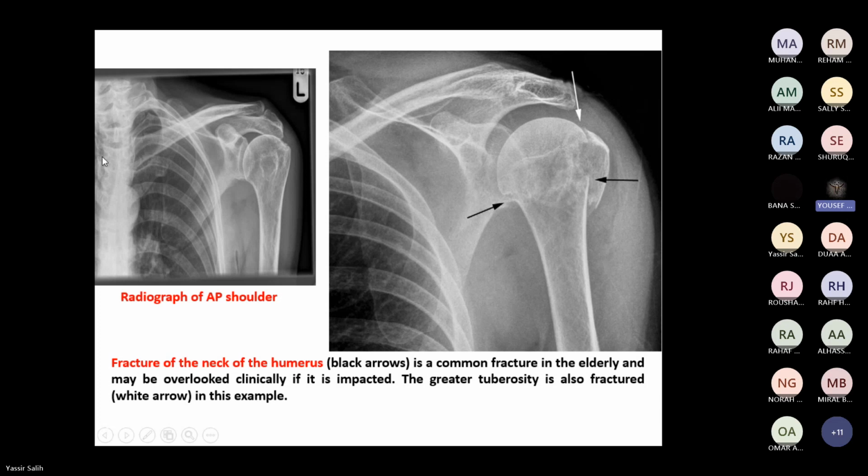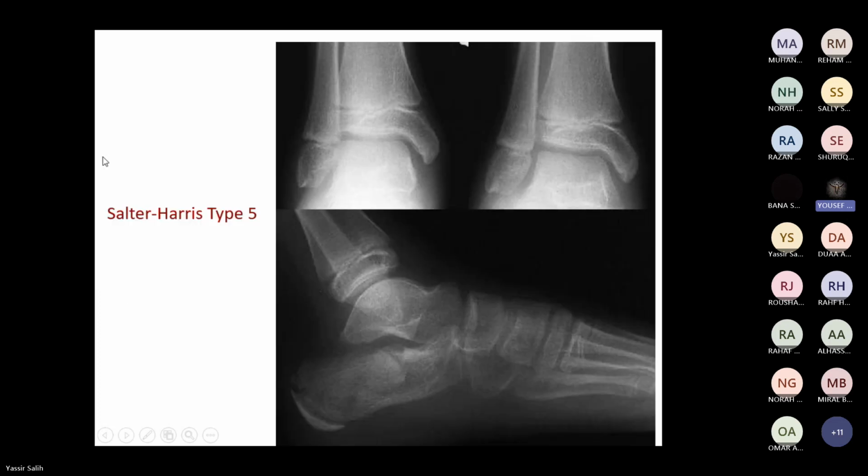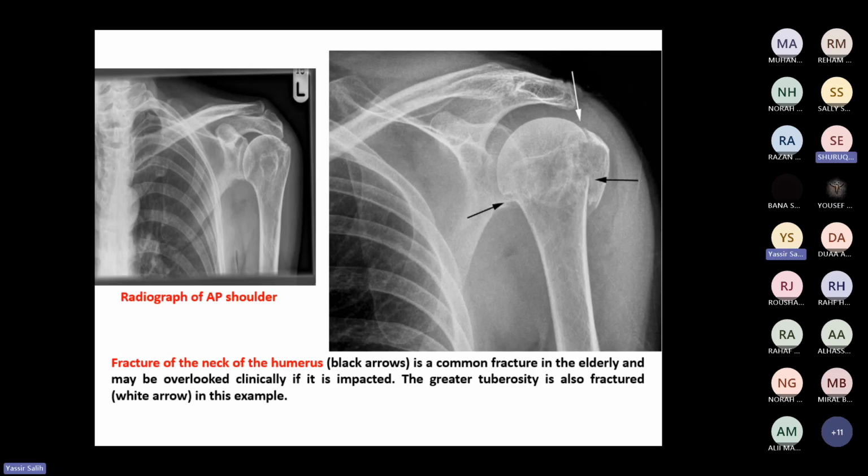Doctor, sorry, how does that injury occur? The mechanism is usually due to falling down from a height, causing compression. Thank you. Yes. Okay, what is this?